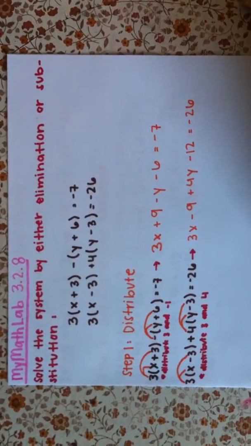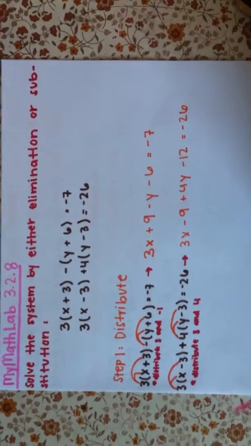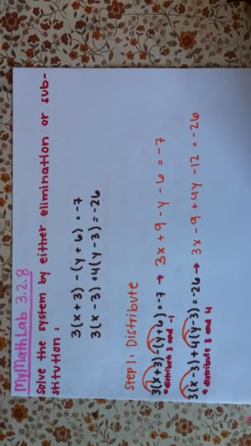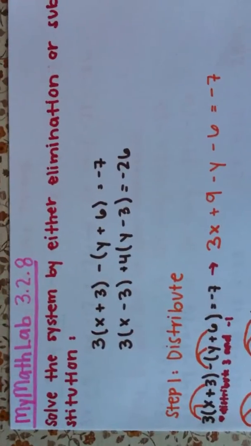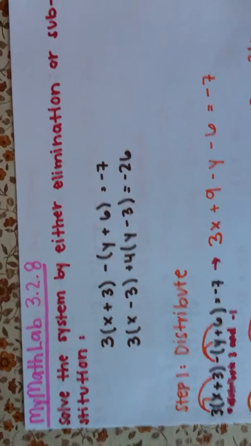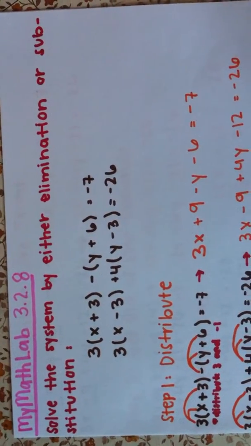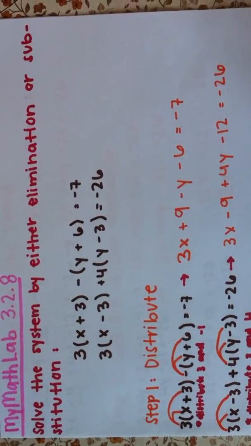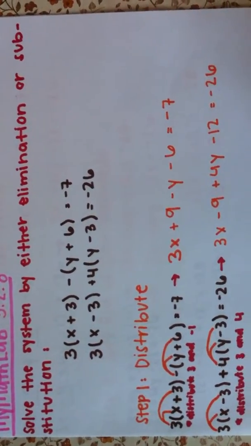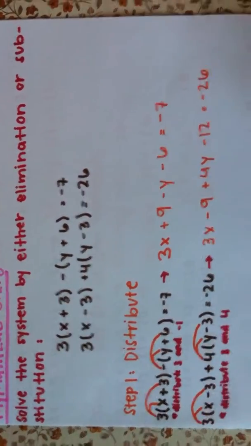This is number 8, section 3.2 on my MyMathLab, and it says solve the system by either elimination or substitution, and those are our two equations. 3(x + 3) - (y + 6) = -7, and 3(x - 3) + 4(y - 3) = -26.